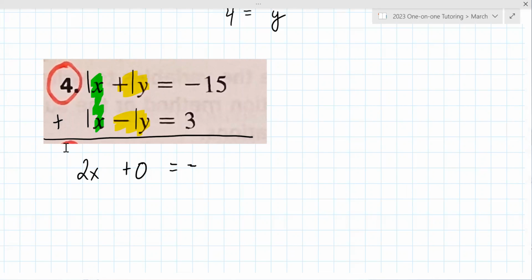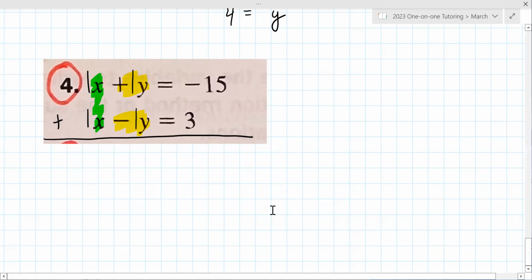Yeah. So here's what you're actually doing. I forgot that you're really writing this 1x plus 1x, 1y minus 1y equals -15 plus 3.